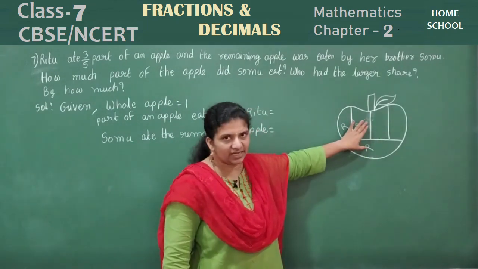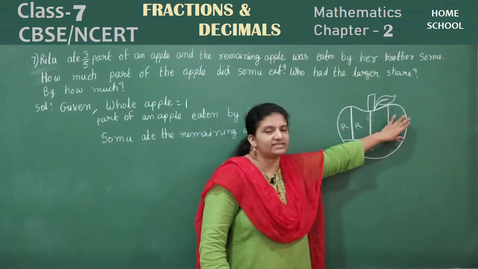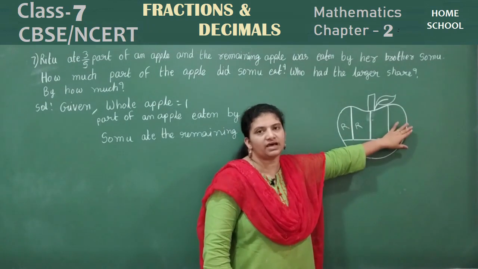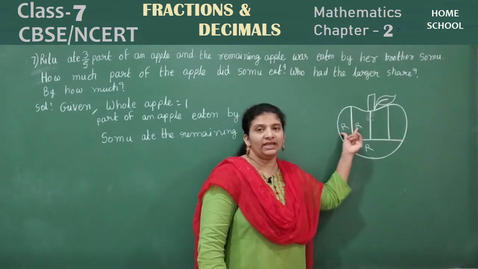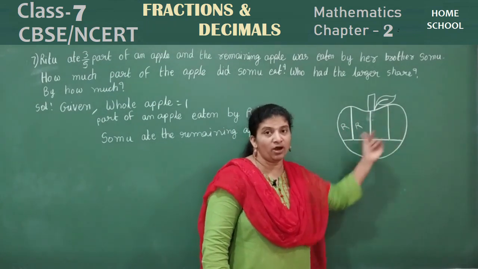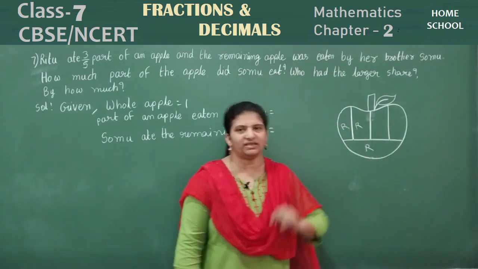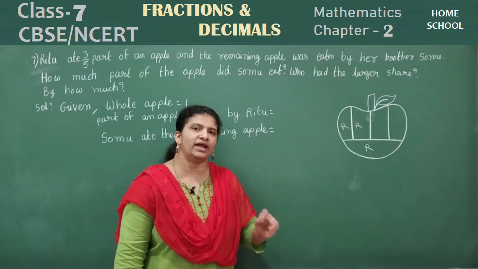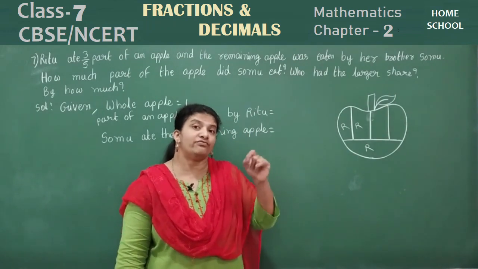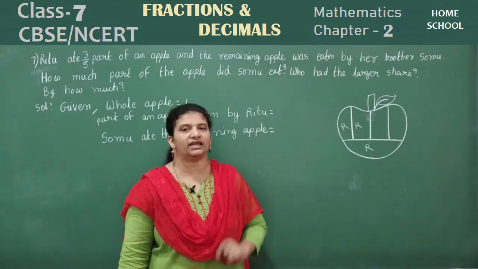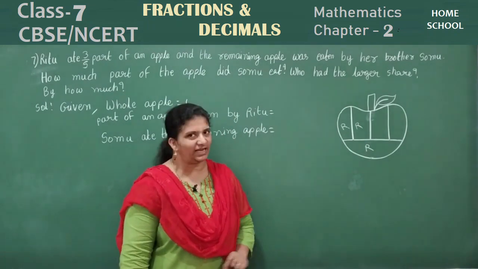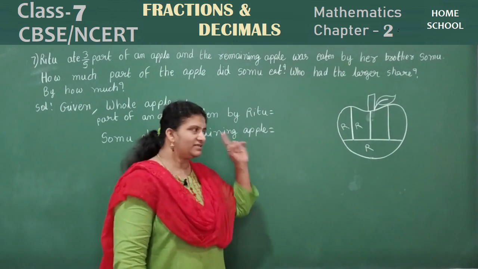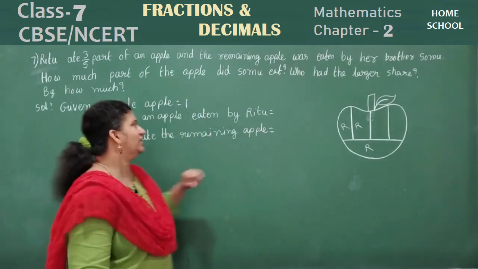3 pieces Ritu ate and 2 pieces are left. Those 2 pieces are eaten by Somu. So, Ritu ate more than Somu. By how much? By 1 piece. 1 piece, how do you write in fraction? 1/5. 1 by 5th part eaten by Ritu more than Somu. Right? Let's start our problem here. Understand the concept and do the problem here.